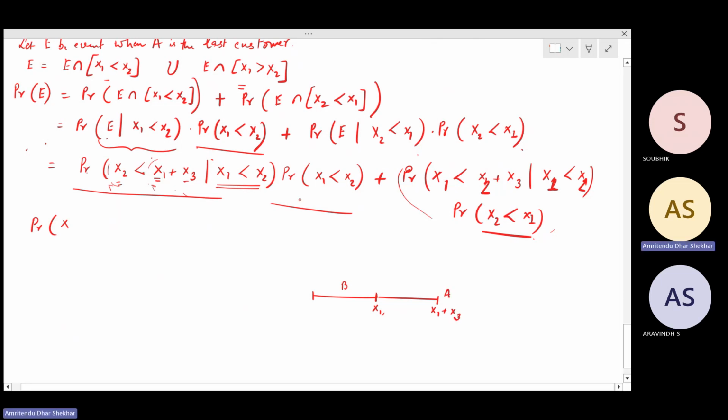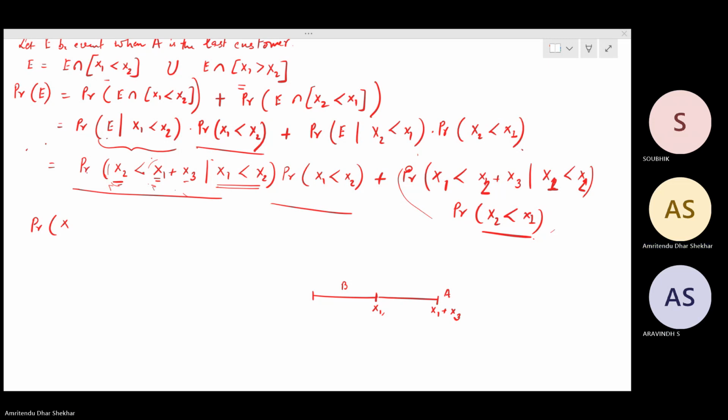We want Alice to be the last person, so Claire should finish sometime before x1 plus x3. That's why we have x2 less than x1 plus x3. Is it clear? Yes, sir. The other case is where Bob finishes after Claire, so we have x1 less than x2 plus x3. And by symmetry, both of these are the same.